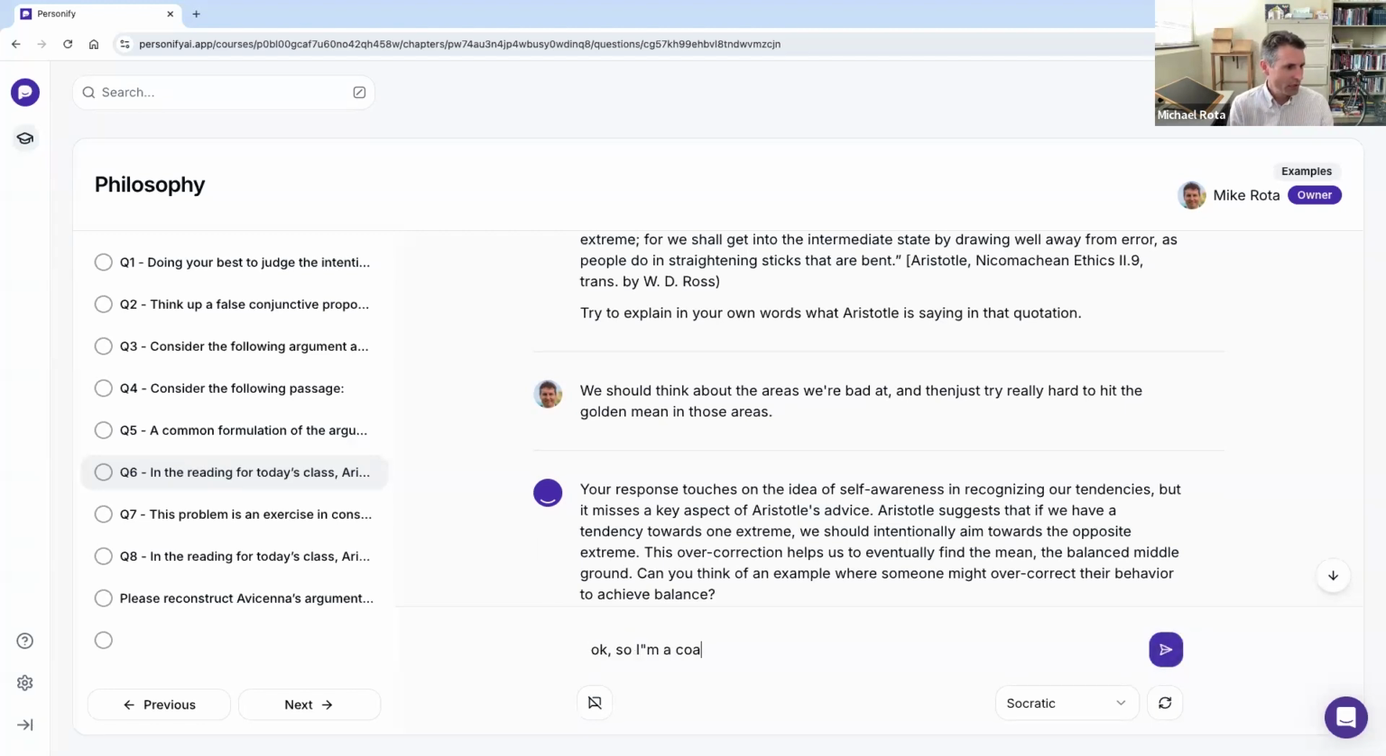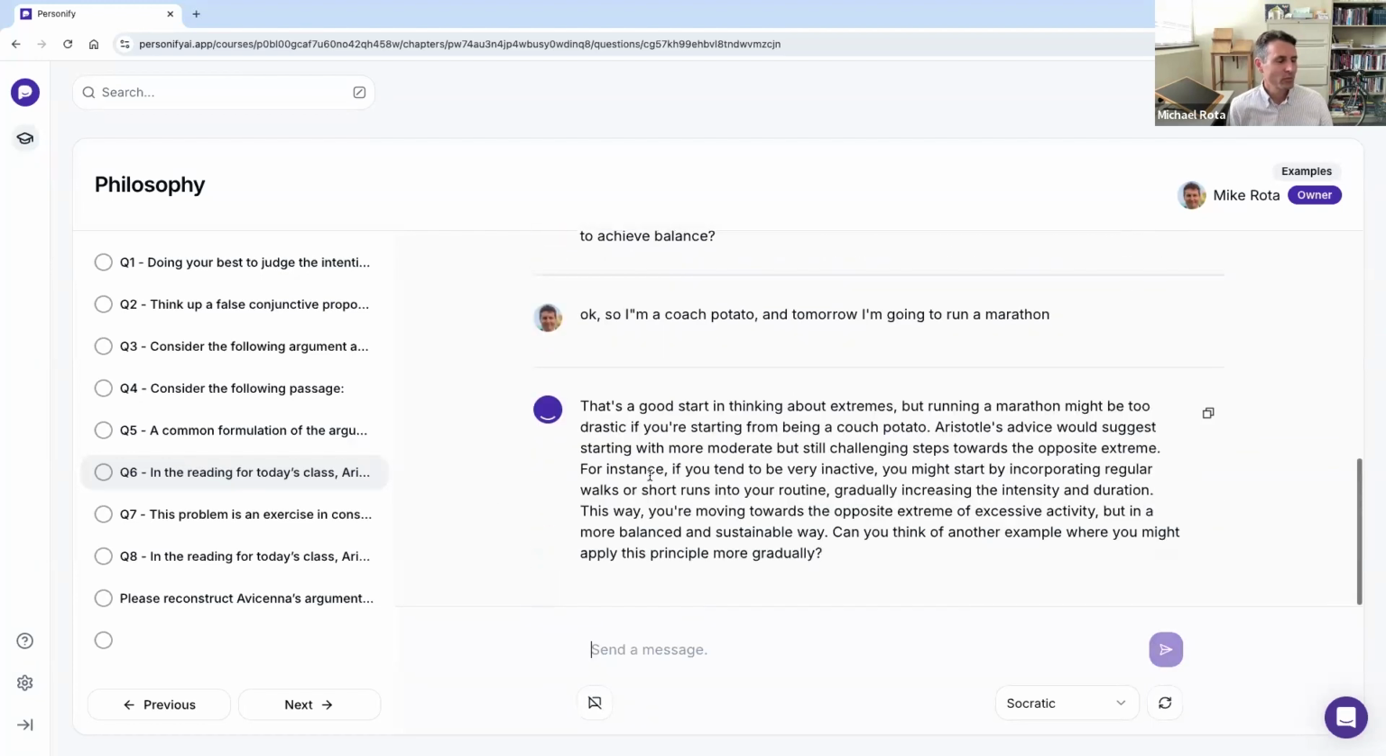Okay, so I'm a couch potato, and tomorrow I'm going to run a marathon. So I get the idea of overcorrection now, but this is totally unrealistic, not even healthy, right? And GPT-4 can handle it. That's a good start in thinking about extremes, but running a marathon might be too drastic.